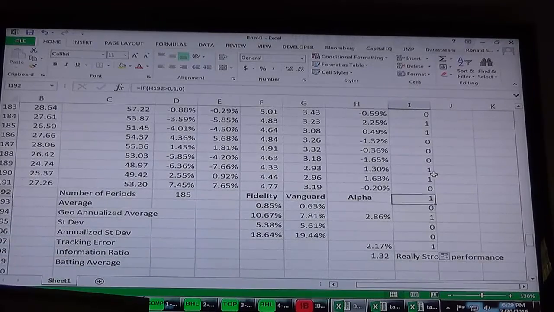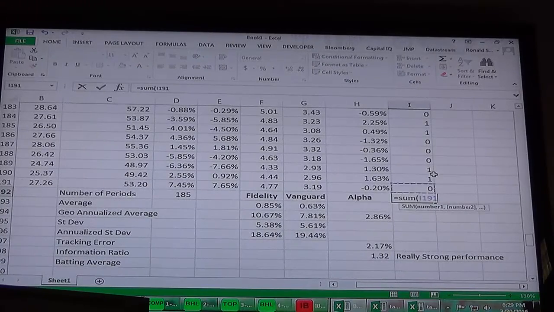You can go down to the bottom. And the batting average is really, really simple. We just come over here and we add up how many months they outperform.